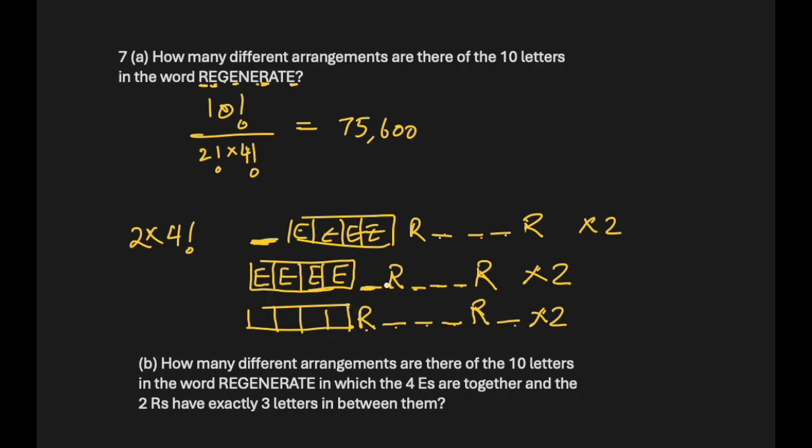What about this? The R's, again, are fixed. Even if they change their place, no difference will be made. The E's also. So it will again be 2 times 4 factorial. And obviously here also 2 times 4 factorial, because we are calculating the positions one by one. So basically the answer is 6 times 4 factorial, which is 24. So 24 times 6 will be 144.